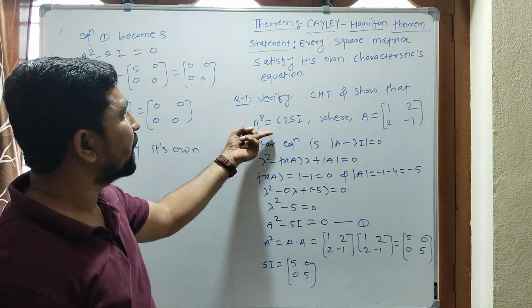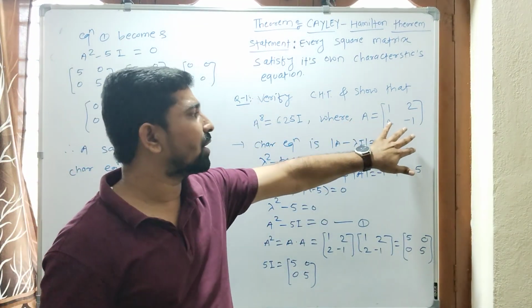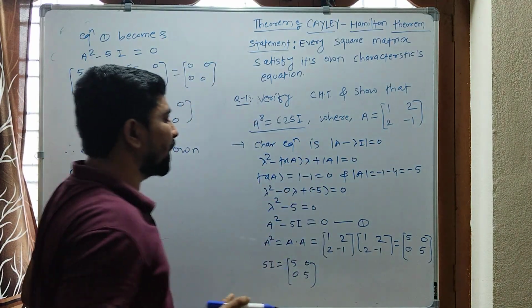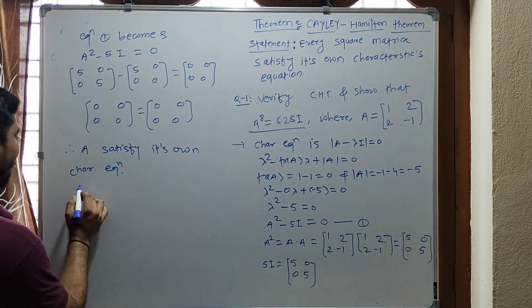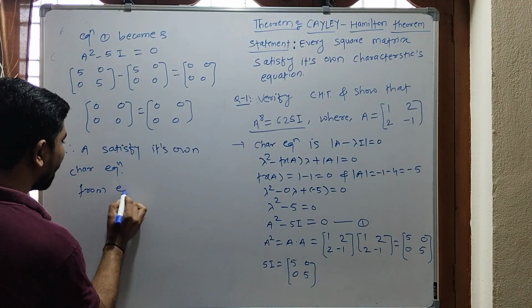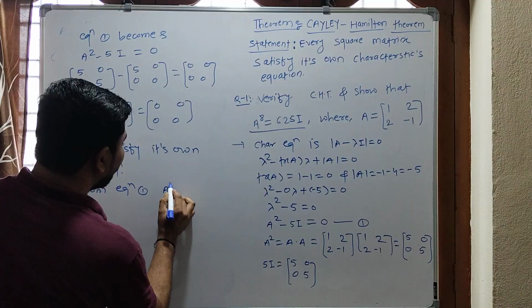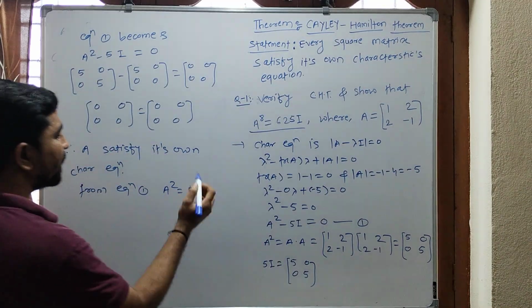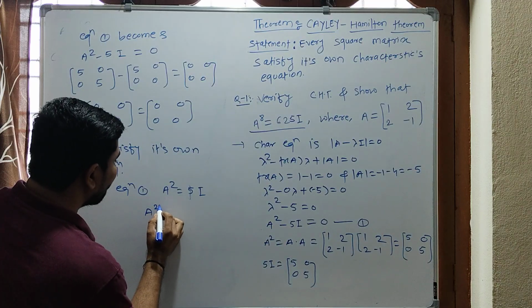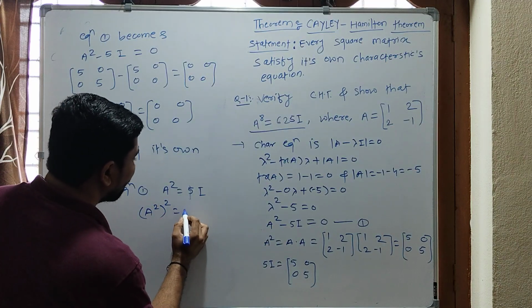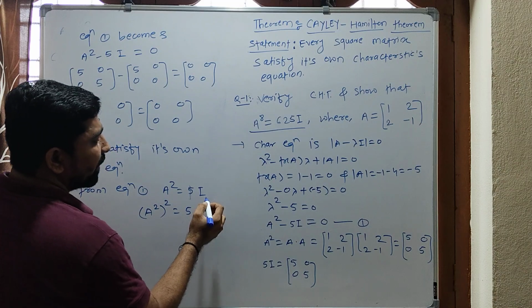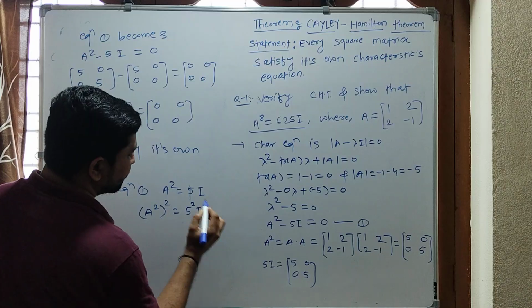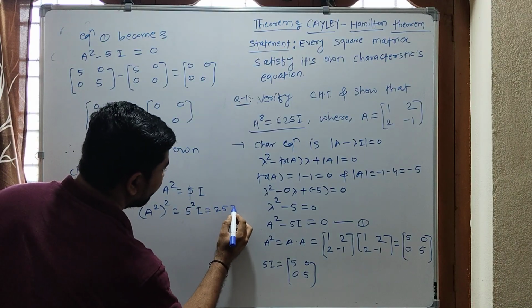Now they are saying, if this matrix satisfies its own characteristic equation, then show that A power 8 equals 625 times I. From equation 1, can I write A square equal to 5 times I? Here I am squaring both sides: A square into 2 gives 5 square, and the identity matrix squared is again the identity matrix. So this is the same as 25 times I.